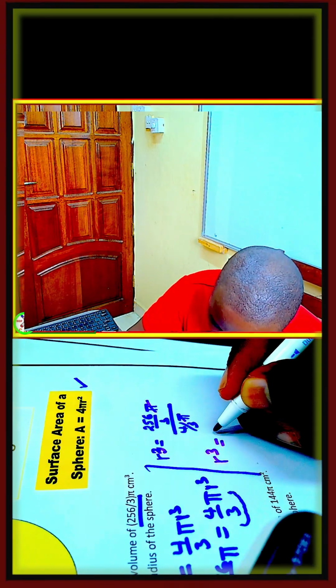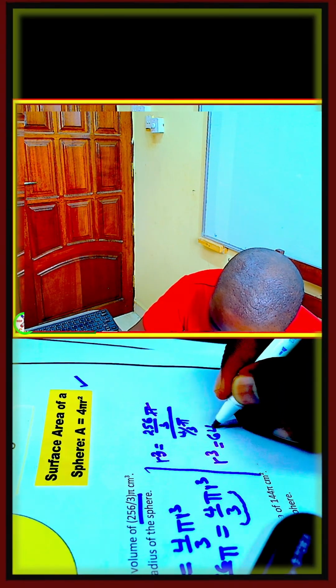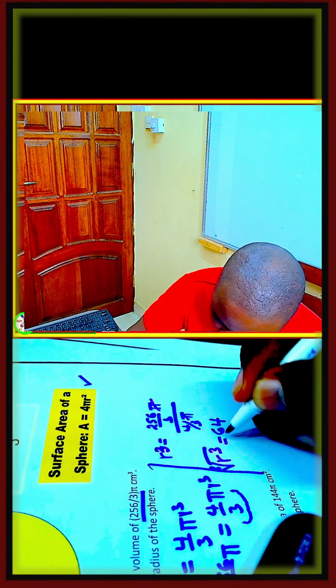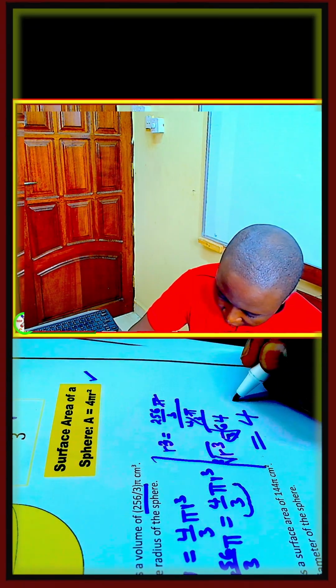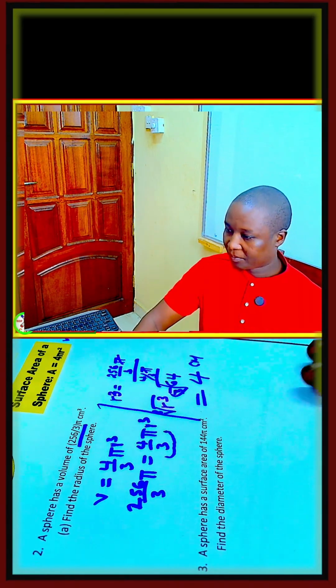So when you have 64 equal to r cubed, then we find the cube root. The cube root of 64 is going to be what? 4. So the radius in this case is going to be 4 centimeters.